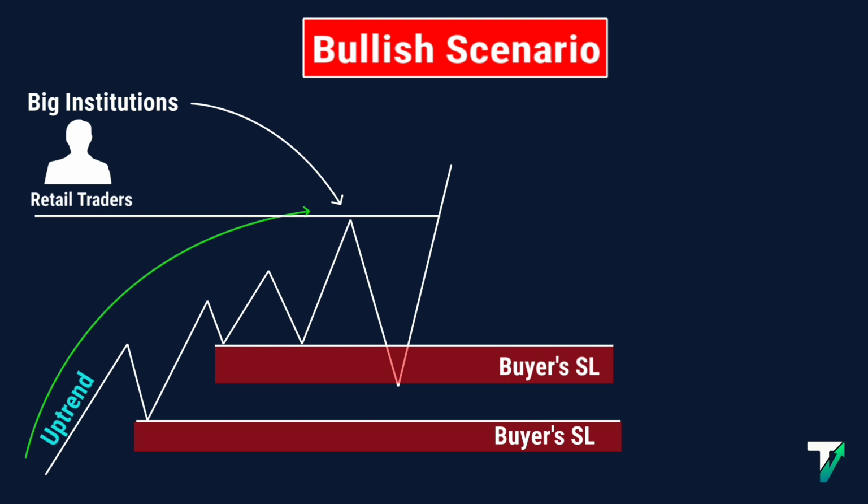As a result, fresh retail traders start entering short trades at that point and place their stop losses above the recent move. This creates a large pool of liquidity in that area. The price then sweeps this liquidity and quickly moves back up in the direction of the original trend.